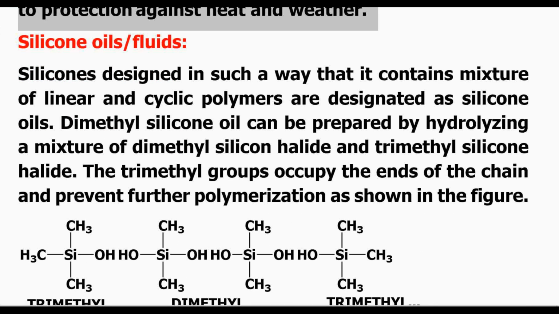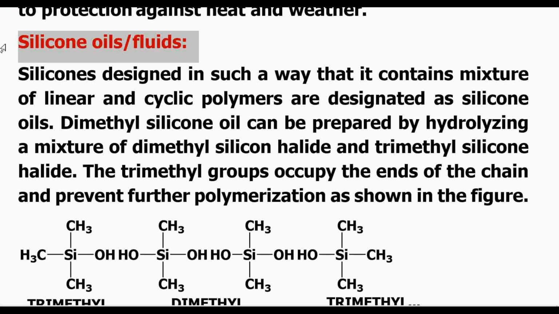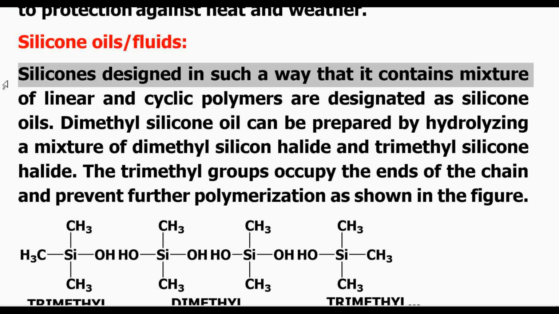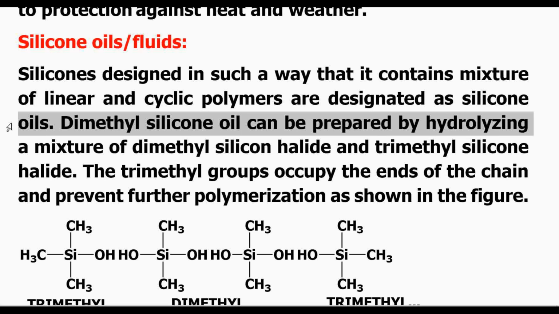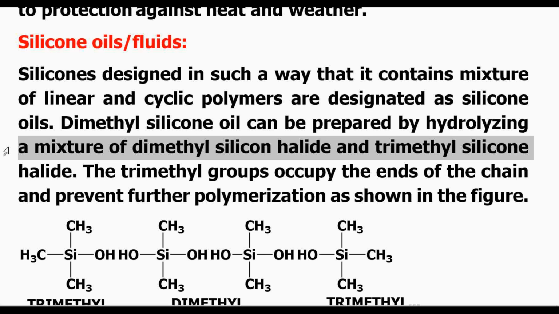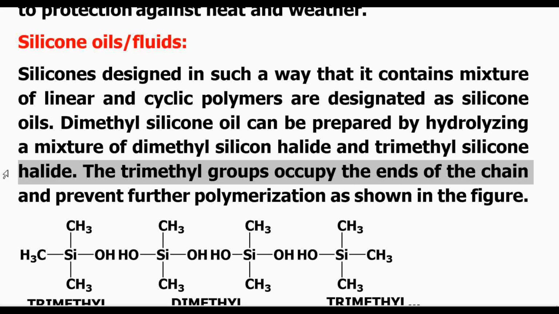Next we come to silicone oils or silicone fluids. Silicones which are designed in such a way that they contain a mixture of linear and cyclic polymers are called silicone oils. The dimethyl silicone oil can be prepared by hydrolyzing a mixture of dimethyl silicone halide and trimethyl silicone halide. The trimethyl groups occupy the ends of the chain and they prevent further polymerization.